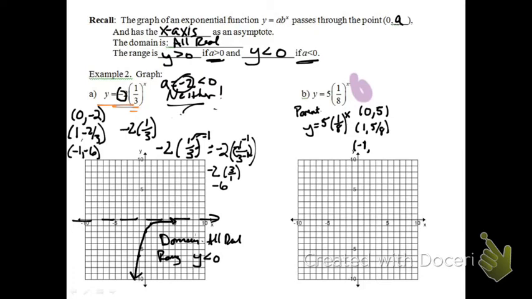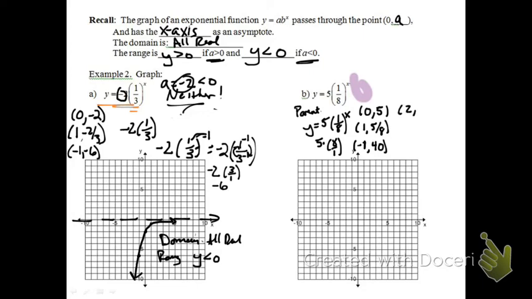And if you plug in -1, remember, that's going to be like 5 times, we'd have to flip the 1 over 8 to be 8 over 1 if we had applied the negative exponent. And that would actually give us, what, 40? Maybe that wasn't the best after all. That's way, way up high, right? Let's try 2 after all.